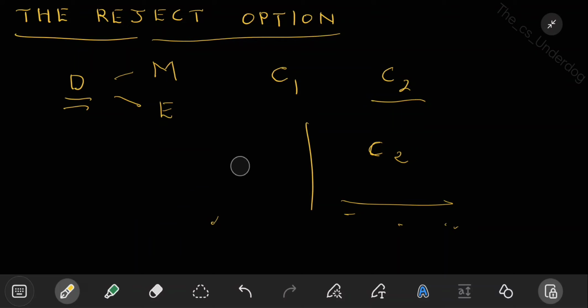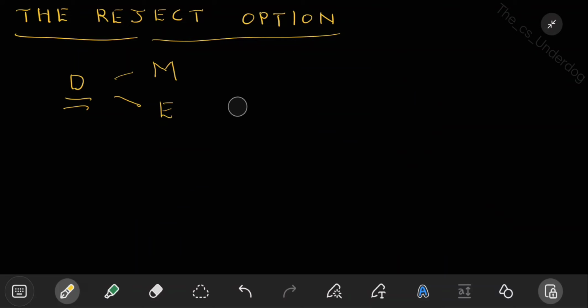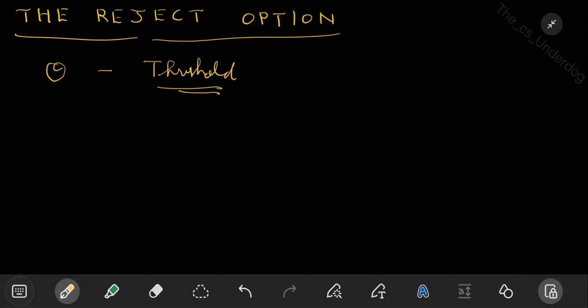How to implement this? The first thing you have to do is introduce a threshold. Let's say theta. So what is this theta? Theta is a threshold, such that if this threshold is not crossed, then I don't want to classify it. And what will you put this threshold on? See, in all the previous classification problems, we did classification based on what?